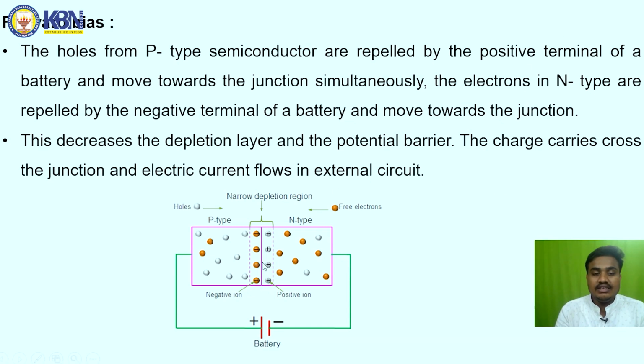Because the holes in the p-type are connected to the positive terminal of the battery, the holes move towards the junction, and the electrons in the n-type, which is connected to the negative terminal, will move towards the depletion layer.